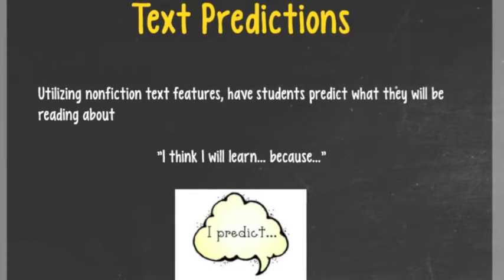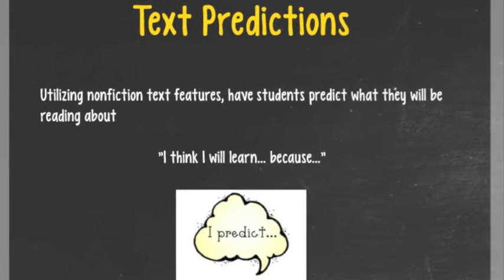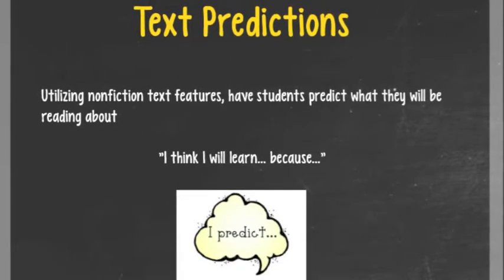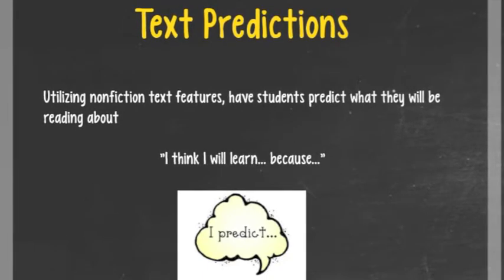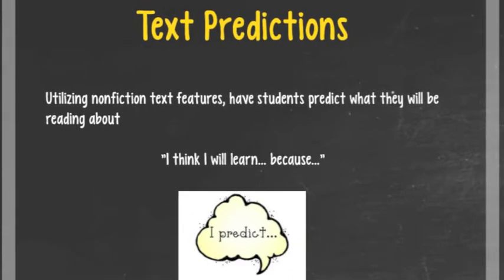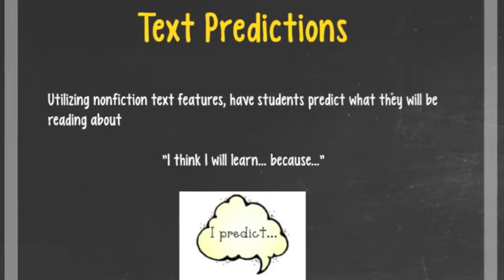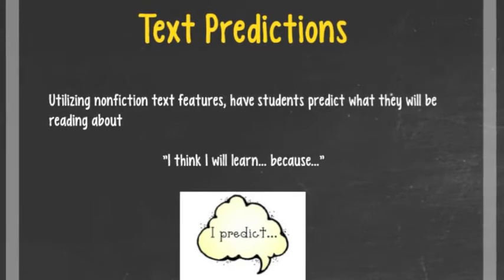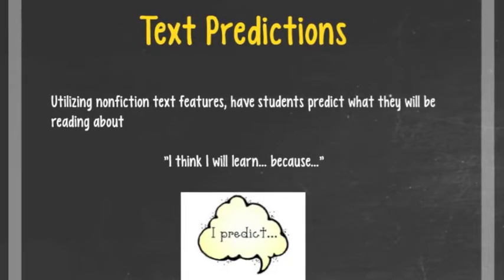So for example, if you handed them a document with a picture of the Declaration of Independence on it, headed the Declaration of Independence, the students could reasonably predict, I think I will be learning about the Declaration of Independence because the title is the Declaration of Independence. Obviously, it doesn't have to be that simple, but that's just an example for you. But oftentimes, just to make a prediction and take a guess about what you're going to be reading about can be extremely helpful for a student.